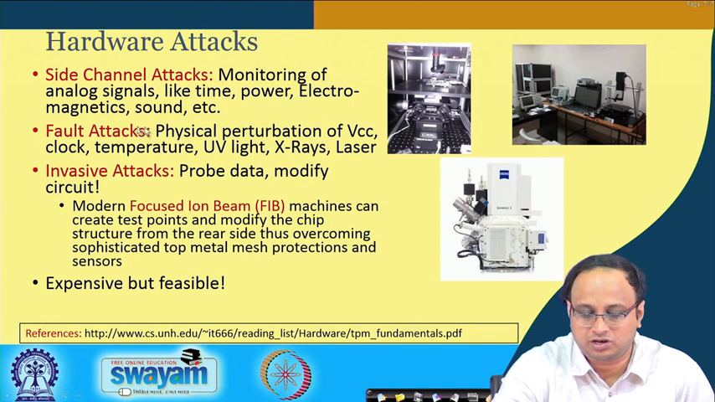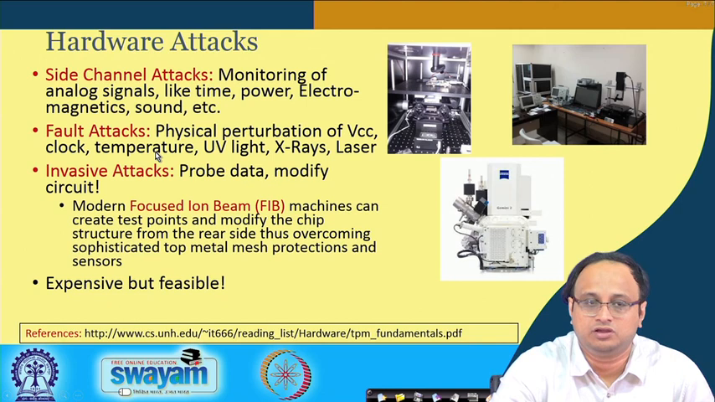Likewise, you can do physical attacks like fault attacks, where you can perturb the environment. You can create voltage fluctuations and temperature fluctuations, and you can use UV light, X-rays, lasers and so on to create bit flips in your circuit. And we will see later in our discussions how you can use faults effectively to get the secret keys with very little effort.